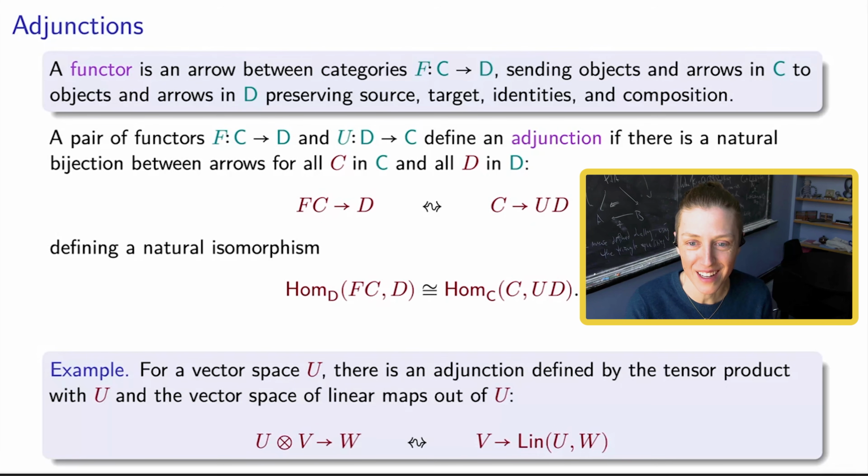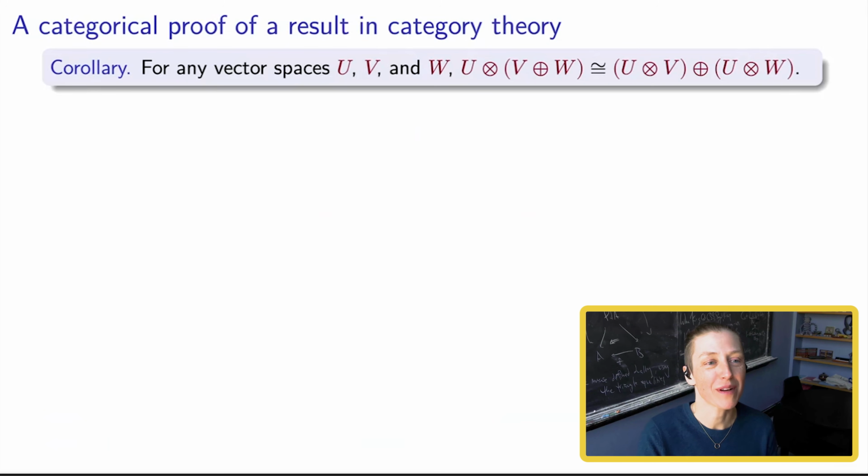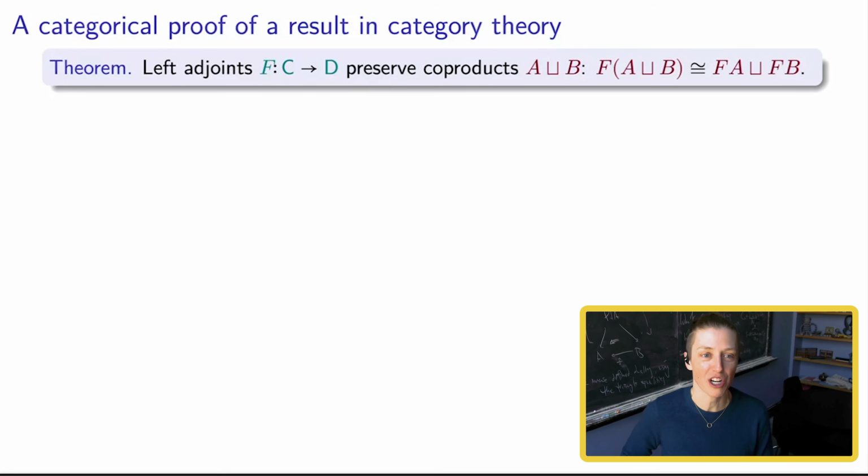But okay, so that's a lot of abstract terminology, but the point of it is these are all the ingredients that went into the proof of the theorem that I mentioned, that for vector spaces U, V, and W, U tensor V direct sum W is isomorphic to the vector space U tensor V direct sum U tensor W. And giving the exact same proof but expressed in more abstract language, what we'll prove in fact is this general theorem that left adjoints preserve coproducts.